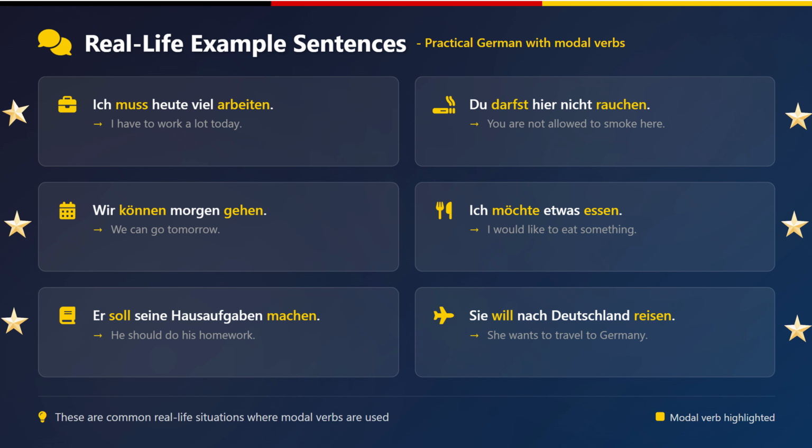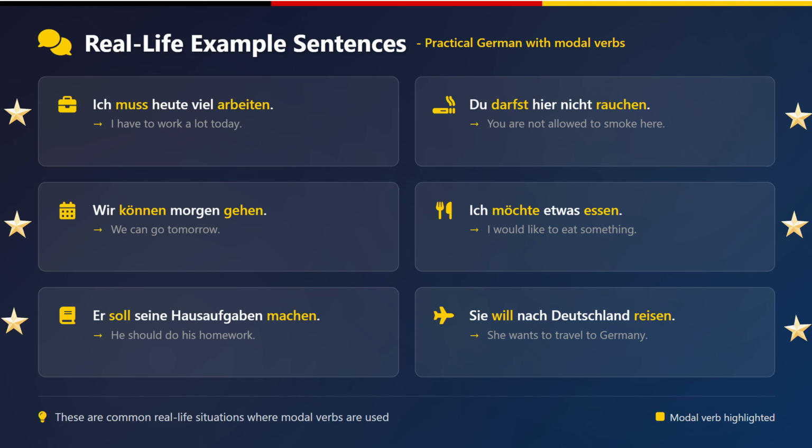First example, Ich muss heute viel arbeiten, which means I have to work a lot today. Second example is Wir können morgen gehen, which means we can go tomorrow. Soll seine Hausaufgaben machen, which means he should do his homework. Du darfst hier nicht rauchen, which means you are not allowed to smoke here. Ich möchte etwas essen, which means I would like to eat something.